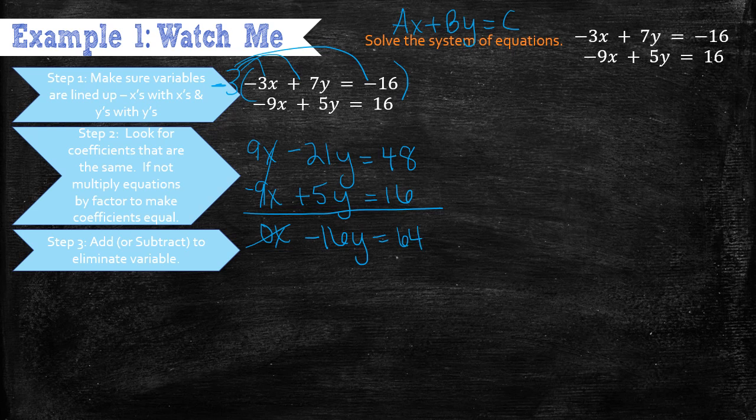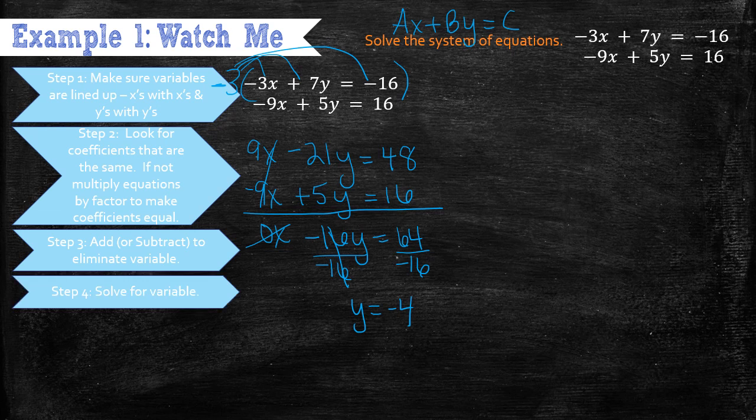So now I need to get this y by itself. I've got negative 16 times y, so I'm going to divide by that negative 16. So 64 divided by negative 16 is going to give me negative 4.